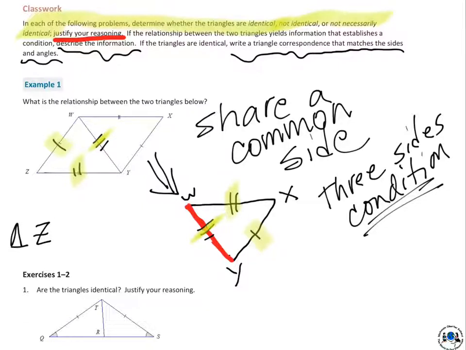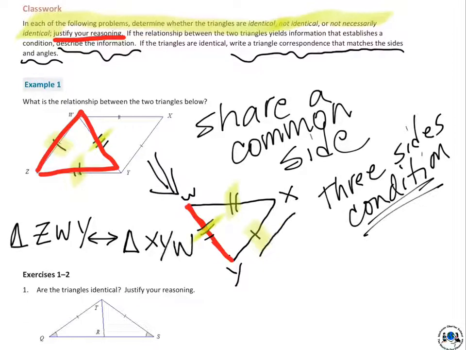And therefore, we have identical triangles. Now, important is that correspondence, and we go with their ZWY right there. If we're going to go in that order, ZWY, we've got to follow that it corresponds to XYW, because it's going to follow in the same direction. So equal sides and equal angles all correspond. Why don't you go ahead and do exercises 1 and 2 by yourself. Come back and we'll talk about it.